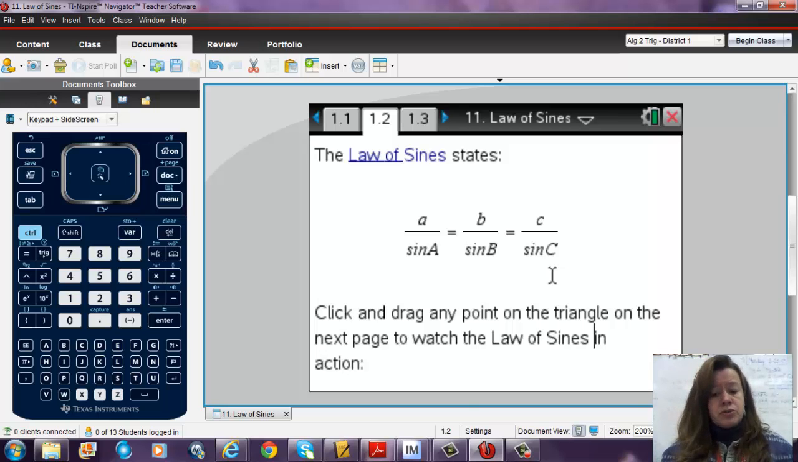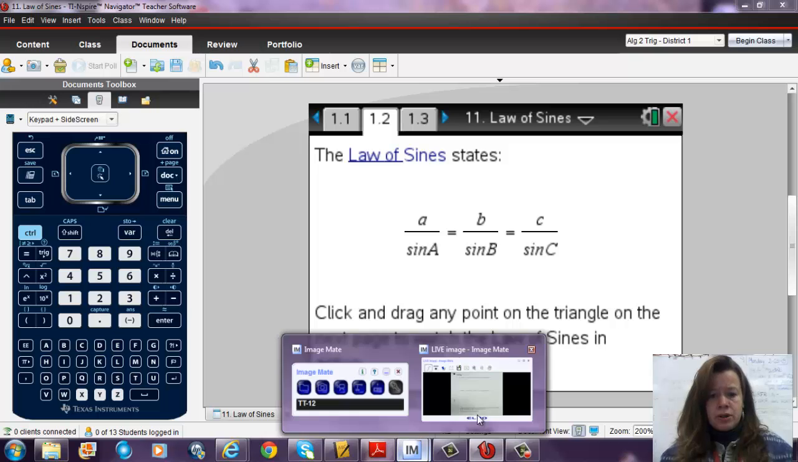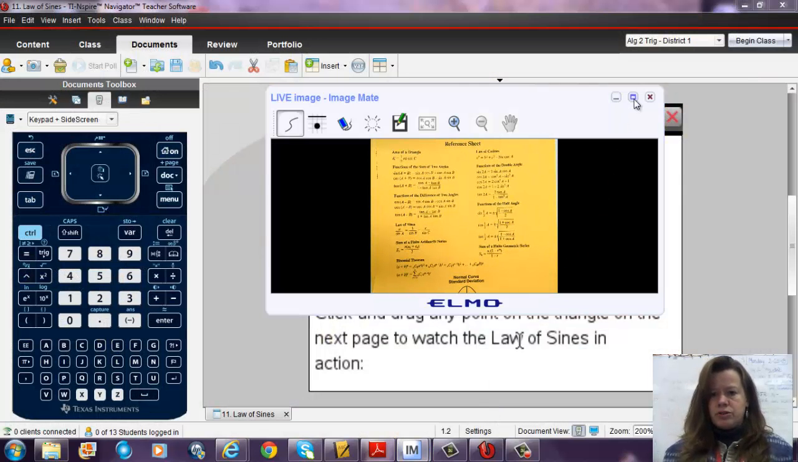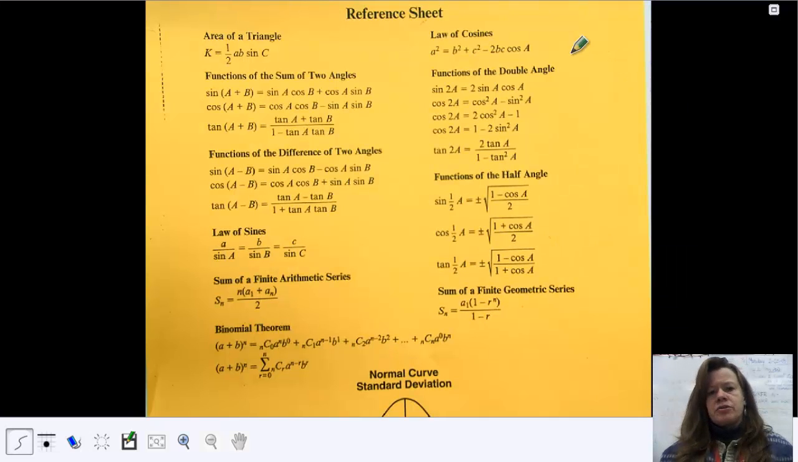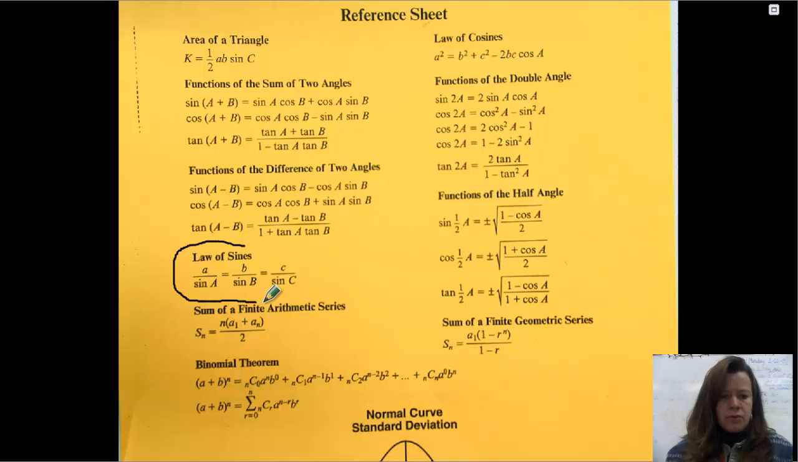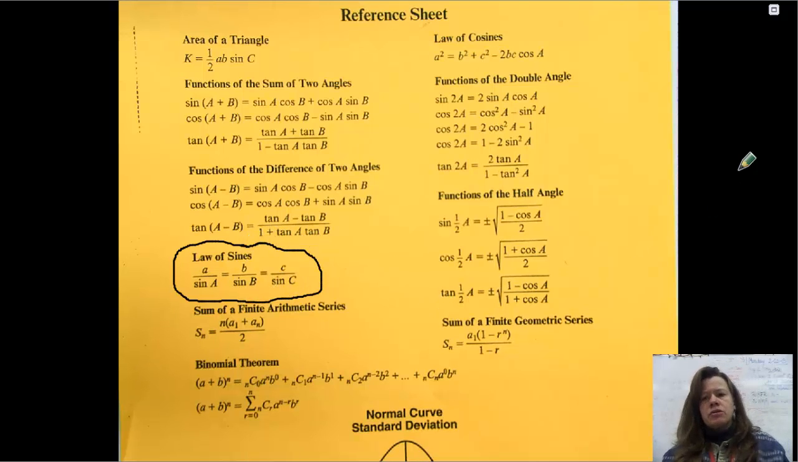So if you look at your Regents reference sheet, let's just find this law on the Regents reference sheet. Yesterday we talked about the law of cosines, which is right there. Notice down here there is your law of sines. Again, it's another law that you do not need to memorize. It is on the reference sheet for you. We just need to learn how to use it.